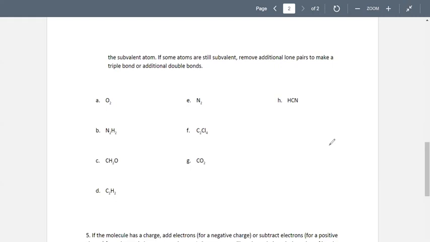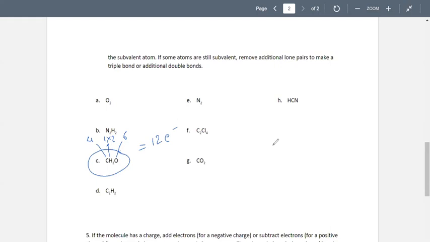No, okay. So let's do this one then, one more last one, okay? So carbon has 4, hydrogen with 2 times 1 times 2, and oxygen 6. So the total is 12 electrons.